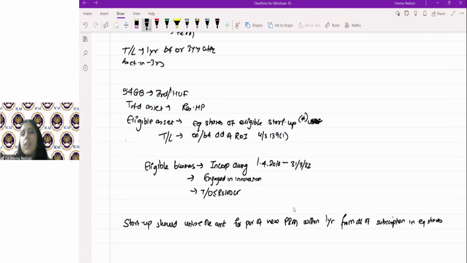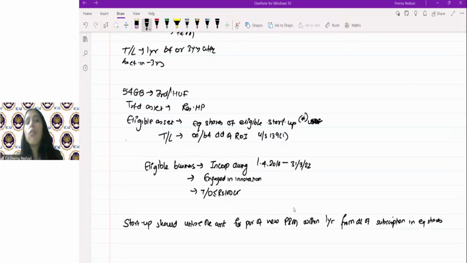If the amount of net consideration which is subscribed in equity shares is not utilized by the company for the purchase of plant and machinery before the due date of filing of return of income, the unutilized amount at least should be deposited in the capital gain account scheme. Okay.